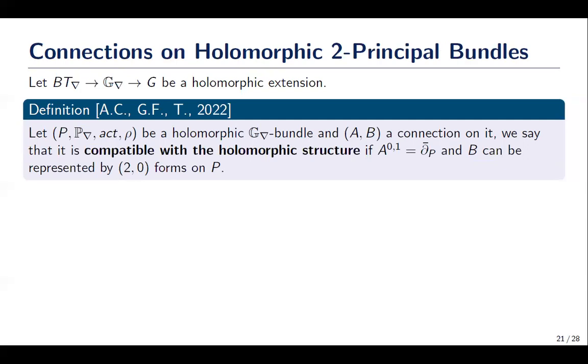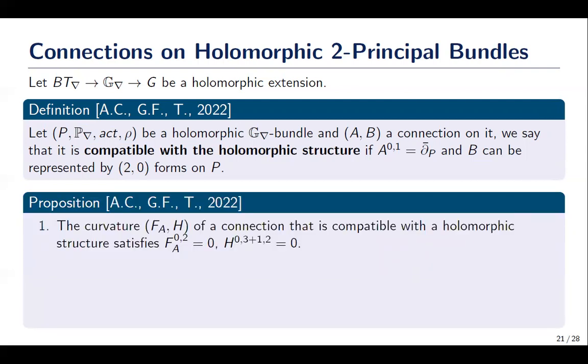So if I have that kind of object, and I have a connection on it, I'm going to say that my connection is compatible with this holomorphic structure if the classical connection is compatible with the holomorphic structure of the principal bundle in the classical sense. And the curving B is given by (2,0)-forms, which is also what we had for gerbes at the beginning.